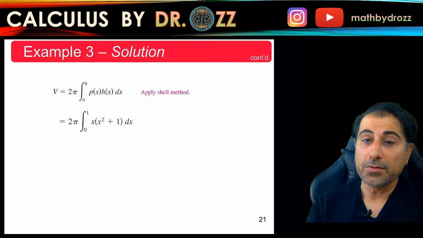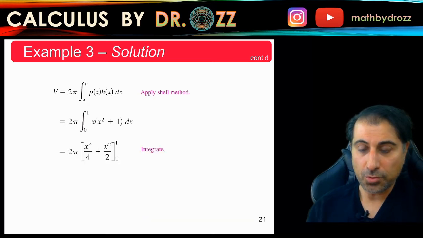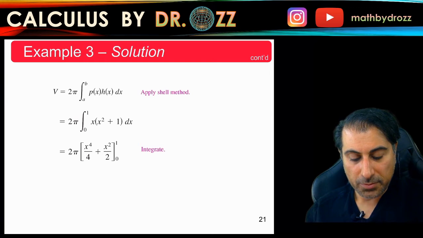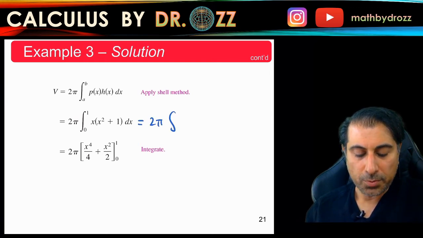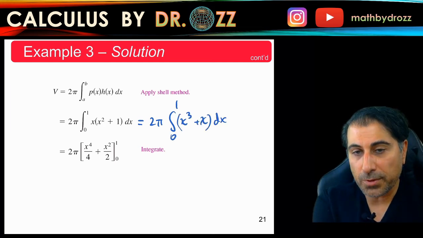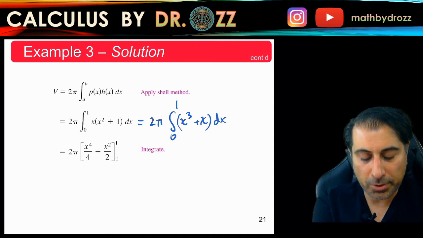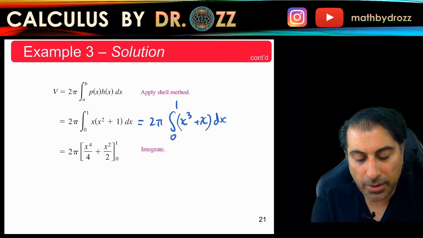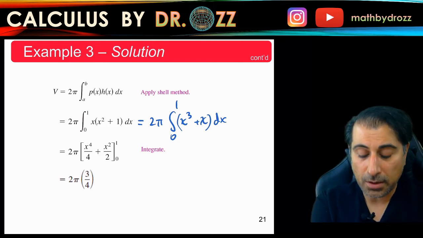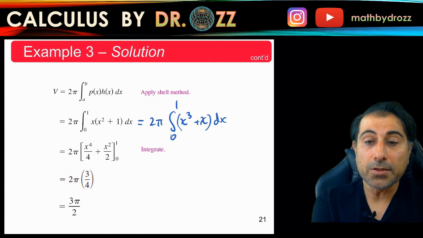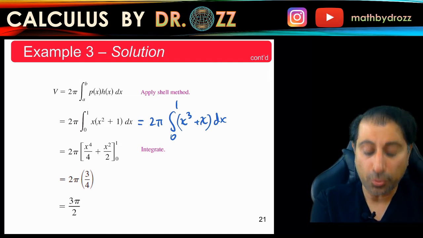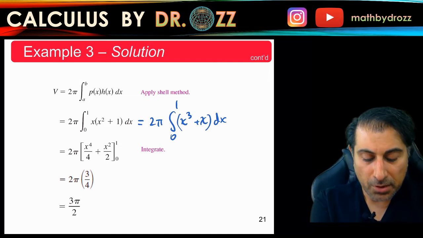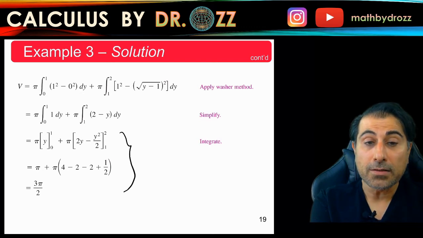Simplify. So you have x cubed plus x squared. So this part is in fact 2 pi times the integral from 0 to 1 of (x cubed plus x) dx. And if you use the power rule for integration, you have x to the fourth over 4 plus x squared over 2, and the limits are 0 and 1. And please go ahead and crunch those numbers to get that the volume is in fact 3 pi over 2, which is the same number obtained by the washer method.